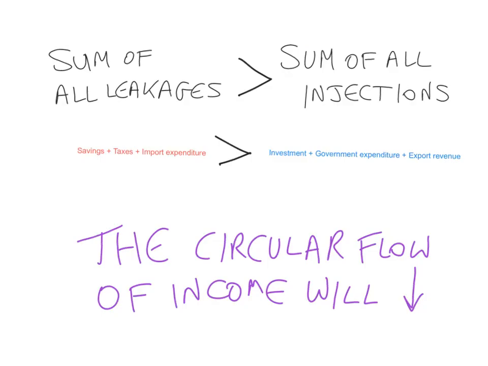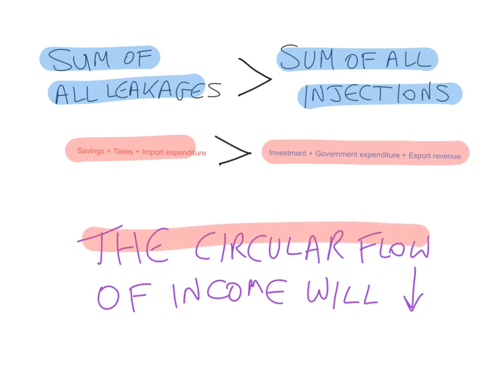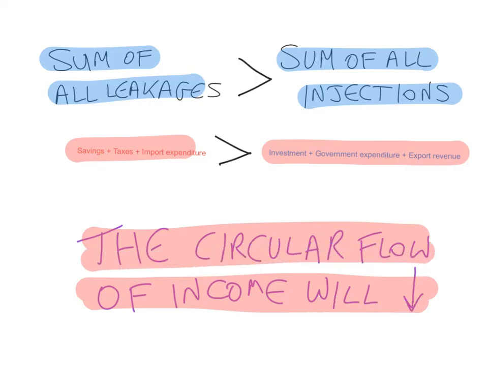Now, if the total sum of all leakages is greater than the sum of all injections, that means savings plus taxes plus import expenditure exceeds investment plus government expenditure plus export revenue, the circular flow of income will decrease because there's more money leaking out of the economy than there is being injected into it.